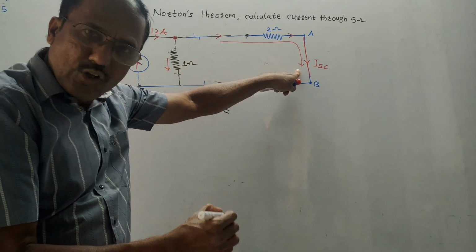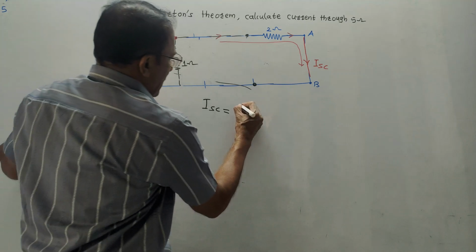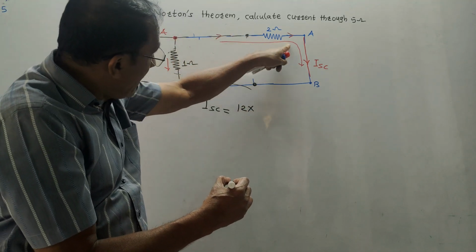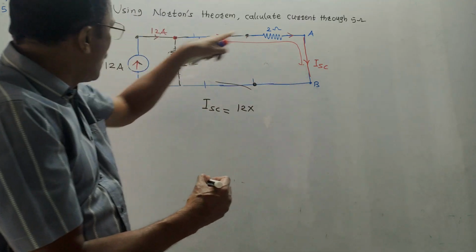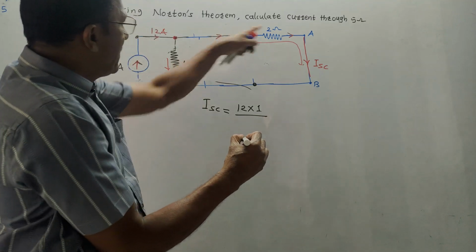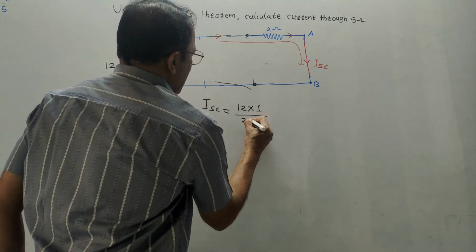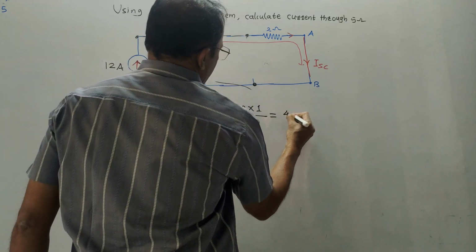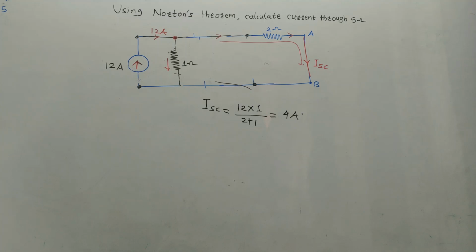What is the formula? Recall the things. It is total current. What is the total current available in the circuit? It is 12 amperes into opposite resistance. Except this 2 ohm, through 2 ohm ISC is flowing. Except this 2 ohm, what is the remaining resistance? It is 1 divided by the addition of resistance. So the addition of these two resistances, that is 2 plus 1. So now ISC is 4 ampere. This is the value of short circuit current.